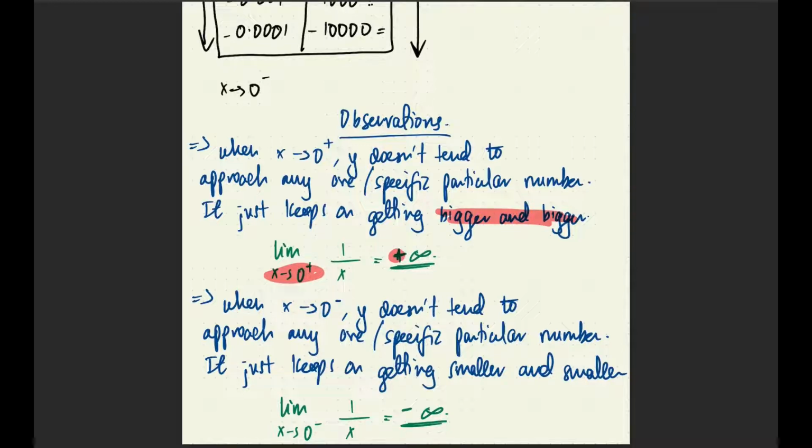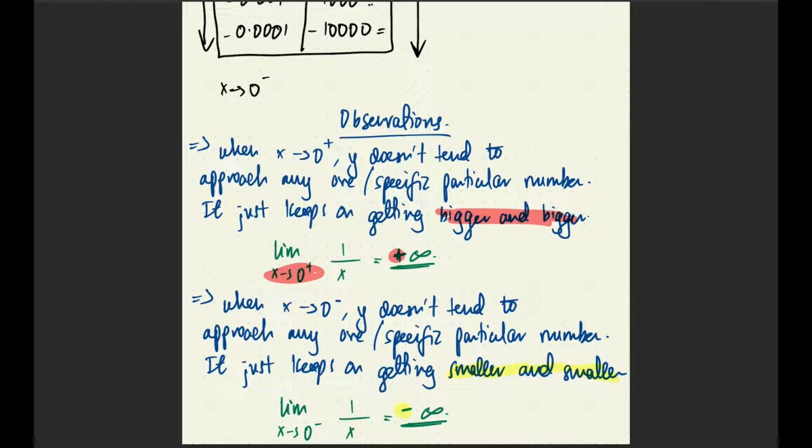Rather, it just kept on getting smaller and smaller. It didn't approach any number and it kept on getting smaller and smaller. So in that case, we say that the limit as x approaches 0 from the left hand side was negative infinity because y kept on getting smaller and smaller.